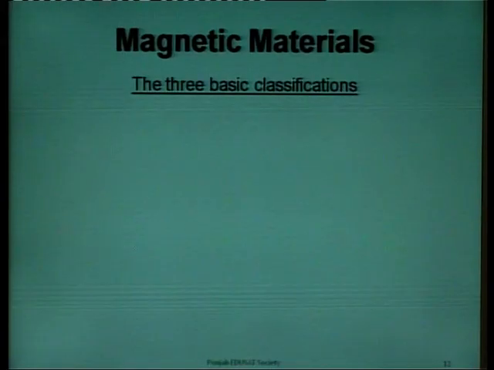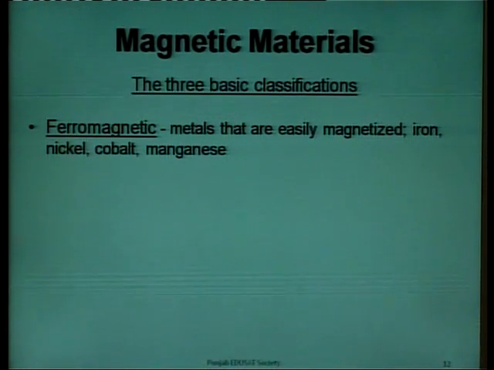So, in the magnetic materials, there are three basic classifications. First is the ferromagnetic material. They are the materials or the metals which can be easily magnetized. Iron, nickel, cobalt and manganese are examples of the ferromagnetic materials. So, the ferromagnetic materials can be easily magnetized.